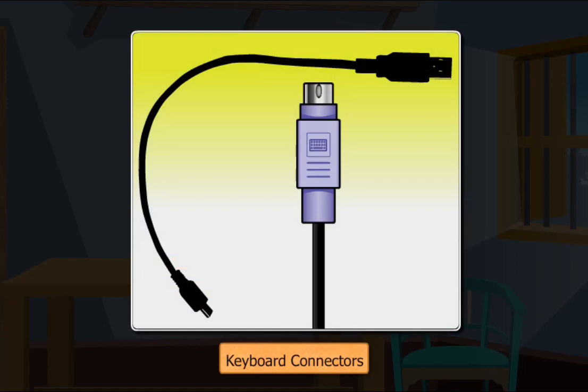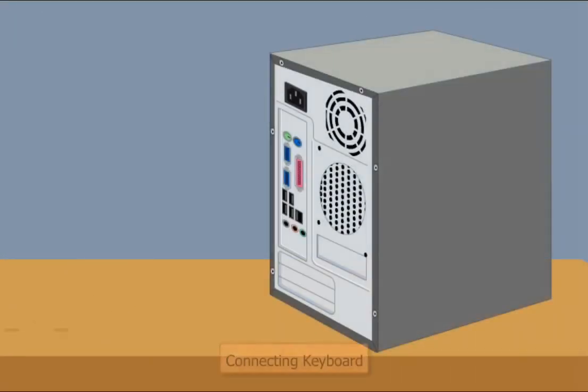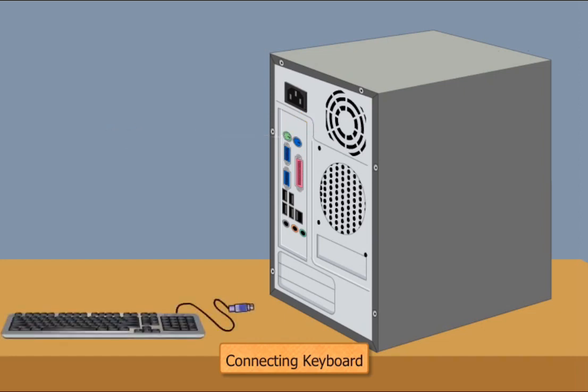Now, we need to connect the keyboard to the system unit. A keyboard has two types of connectors. They are the PS2 connector and the USB connector. We can connect the keyboard to either of the two ports, depending on its type. A desktop computer keyboard often comes with a PS2 connector. Connect the keyboard using its port to the keyboard port in the system unit.